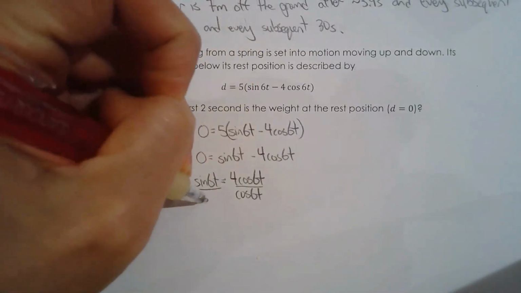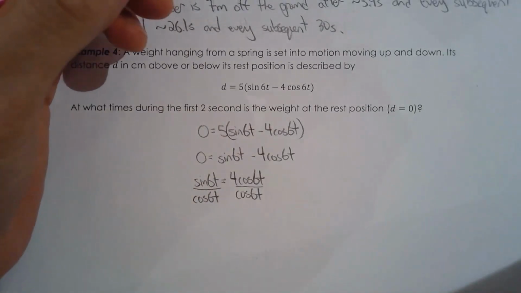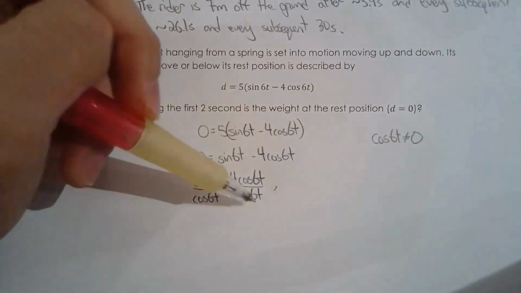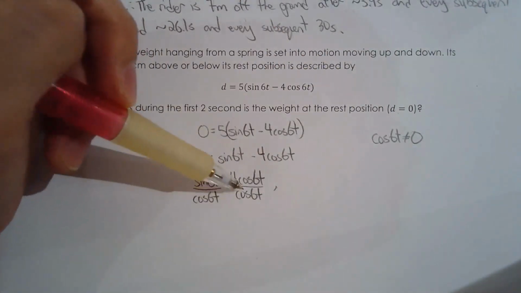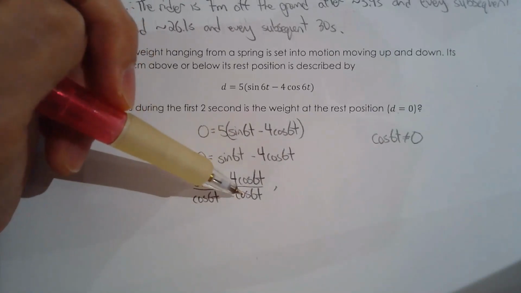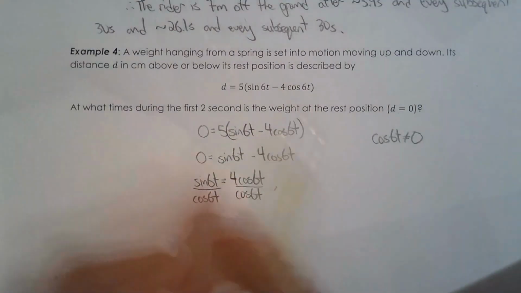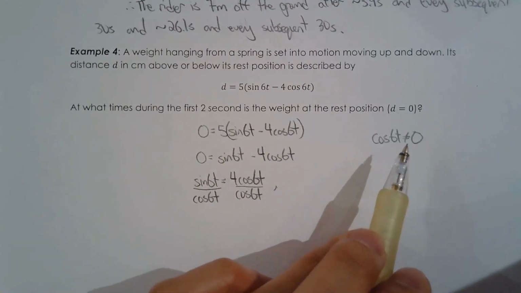Now when you divide by cos 6t, be very careful because you don't want to lose solutions. Now you're going to say, so what? Cos 6t cannot be 0, right? You're dividing both sides not by 2, not by 3, but by cos 6t. And we cannot divide both sides by 0, so we can't let cos 6t equal 0. So the question is, when is cos 6t equal to 0?